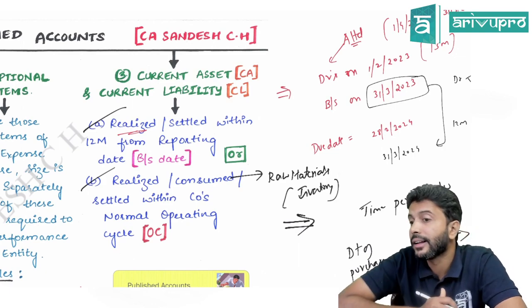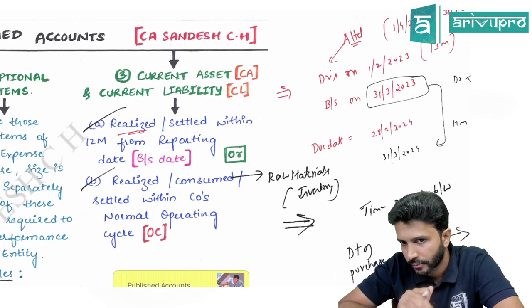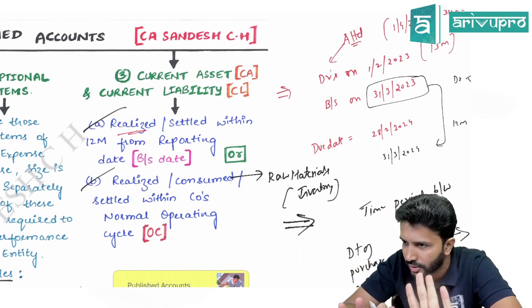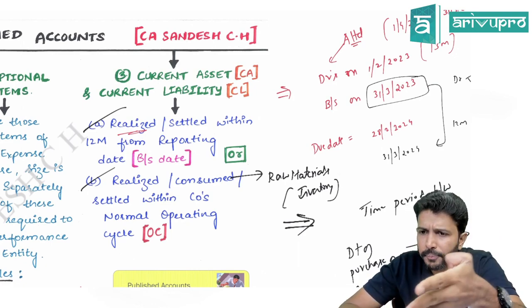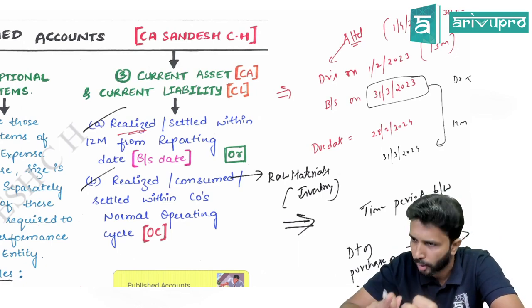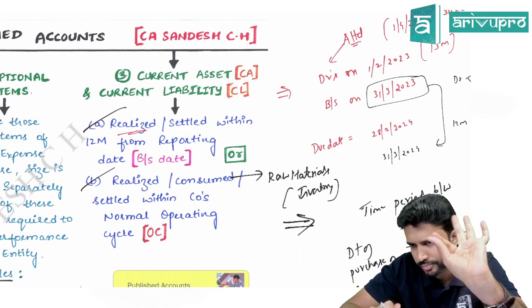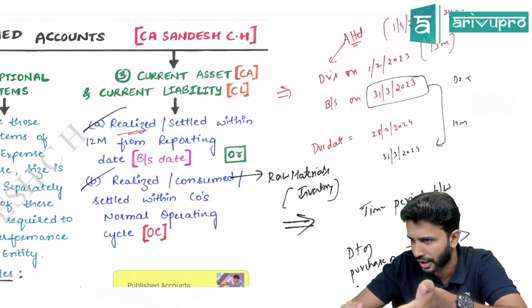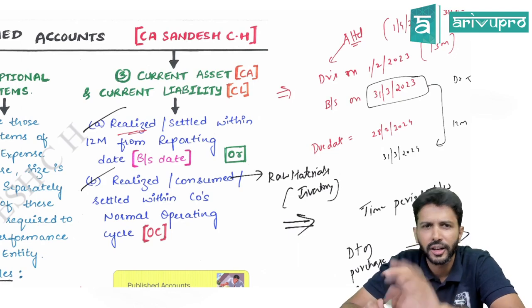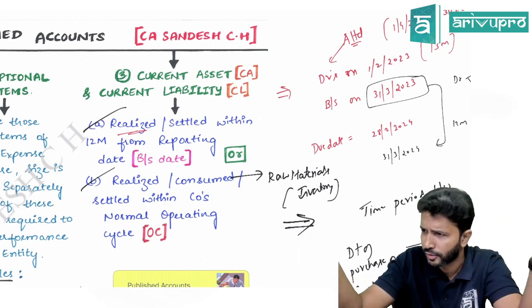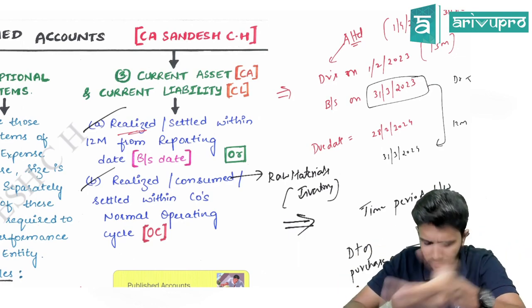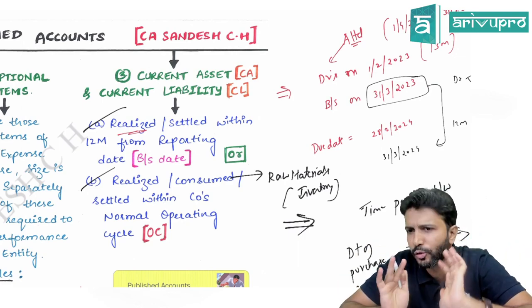Is raw material an inventory? Stock. Inventory means stock. What are the three types of stocks generally that we see? Raw material, work in progress, finished goods. Raw material means fully raw. Work in progress means neither here nor there, in between. Neither is it raw material nor finished goods. It is somewhere in between. Finished goods is the full-fledged product.